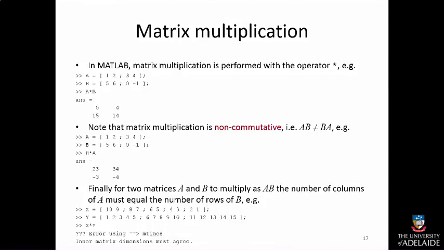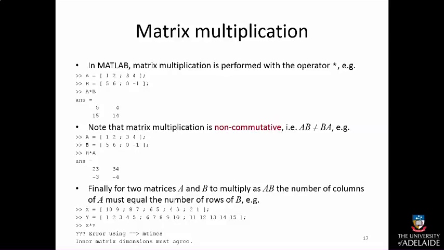So in MATLAB, matrix multiplication is performed with the star operator. We have two matrices A and B. They both are 2 cross 2 matrices. So when you multiply them, you're going to get another 2 cross 2 matrix. And remember that matrix multiplication is not commutative. This means A times B is not equal to B times A. The reason is that the dimensions would change, and then you may not even be able to multiply them.